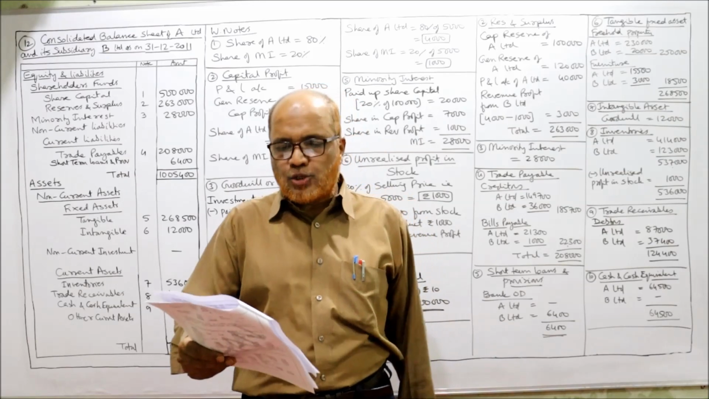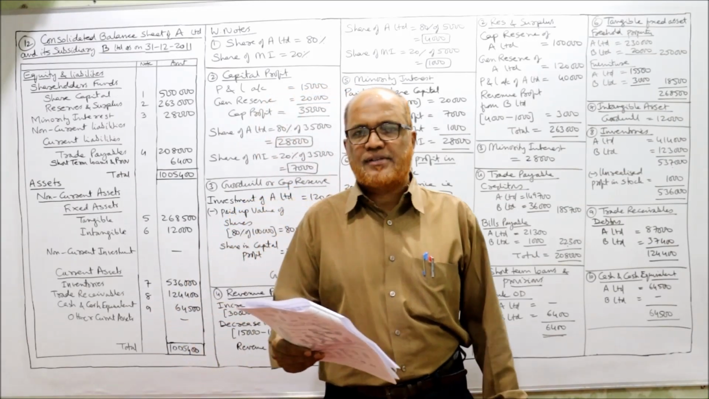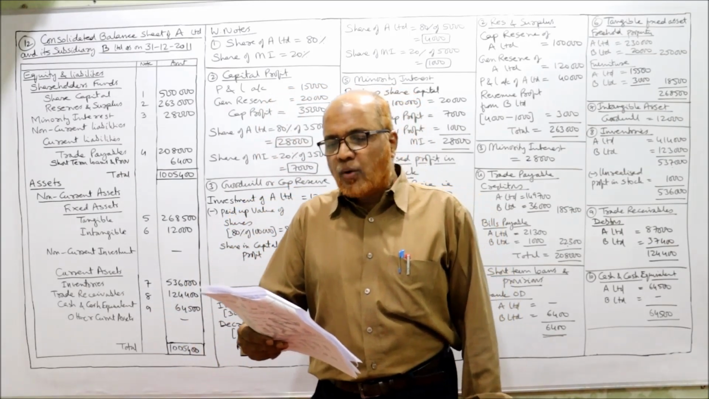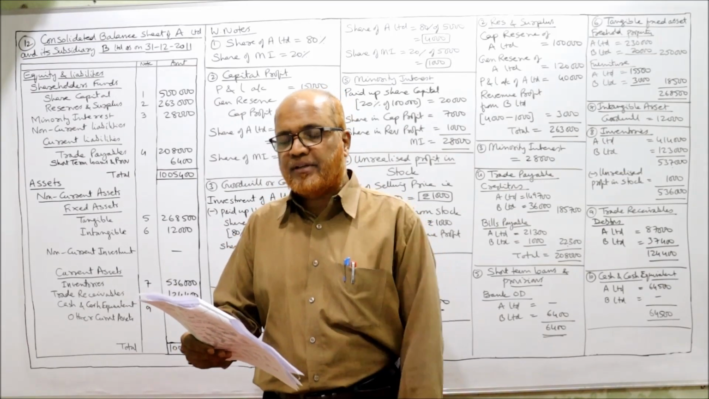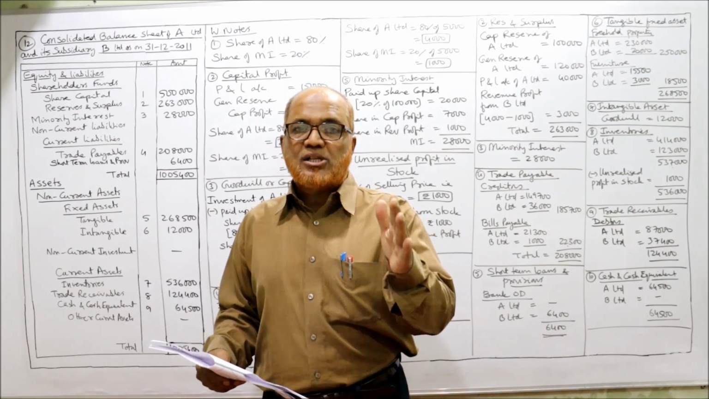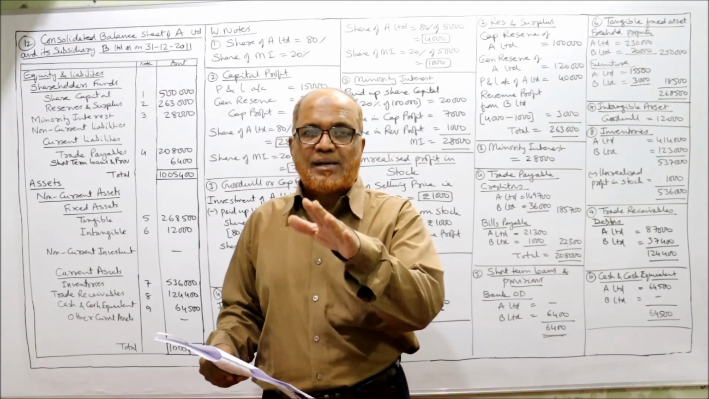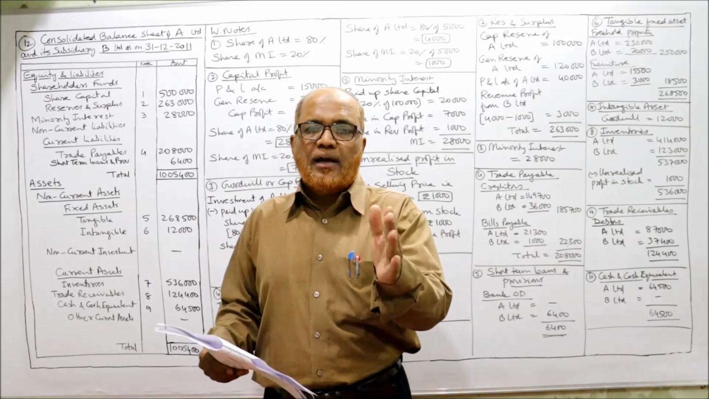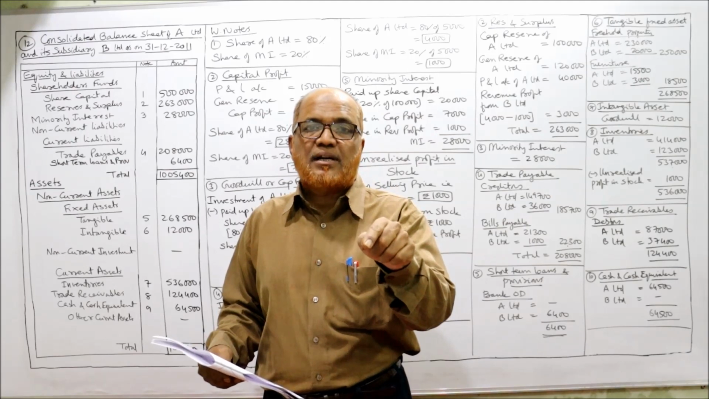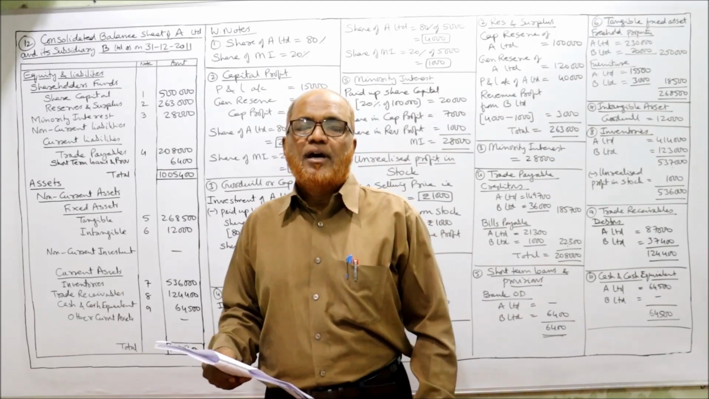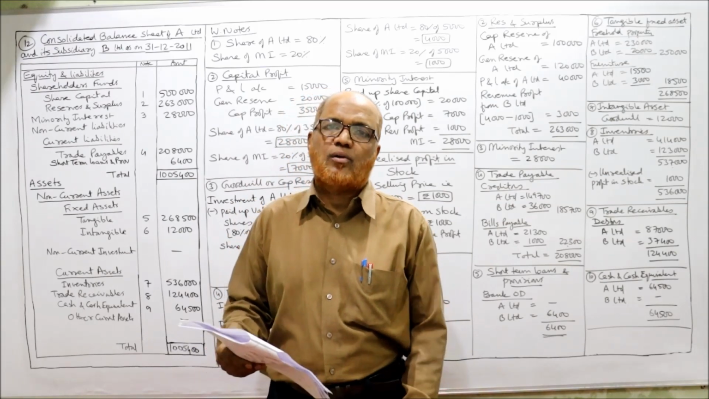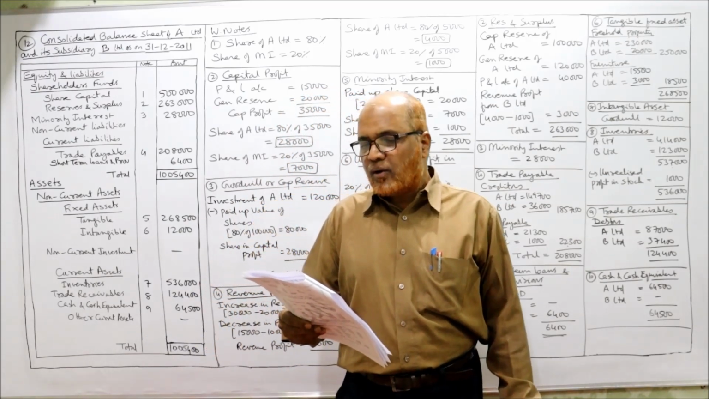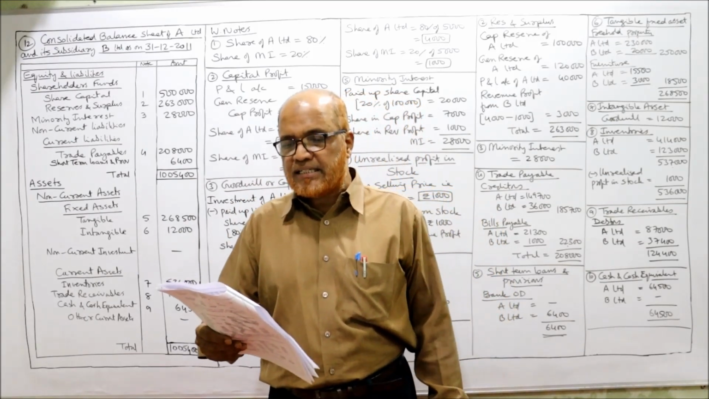Now we'll start the next problem. Problem number 12. See the 12th problem. A Limited holds 80% of the equity share capital of B Limited. So A Limited is the holding company. B Limited is the subsidiary company. And the holding company holds 80% of shares in the subsidiary. The remaining 20% shares are held by outsiders, minority interest, which was acquired on 31st December 1998.